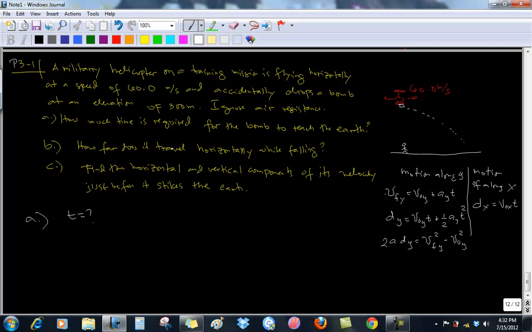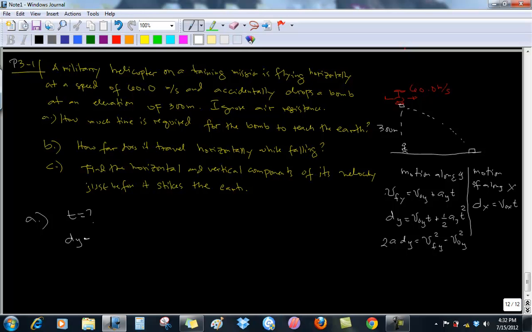Now, for letter A, the time so that the bomb will reach the earth. So meaning, it reaches the ground. Meaning, it has already traveled a dy of 300 meters. It has already traveled 300 meters. Okay? Therefore, I am looking for time, and therefore, I will be using the second equation, since I know dy and the initial velocity along y, and everything. Now, I'll be using that equation.